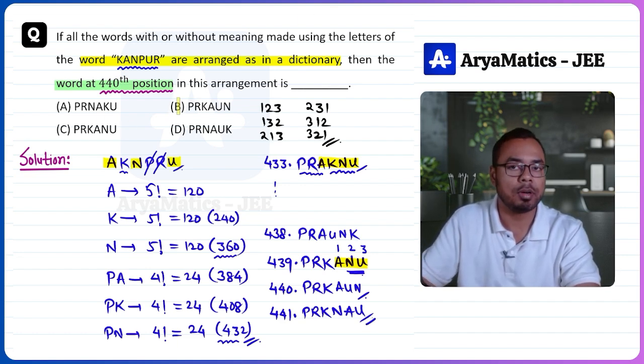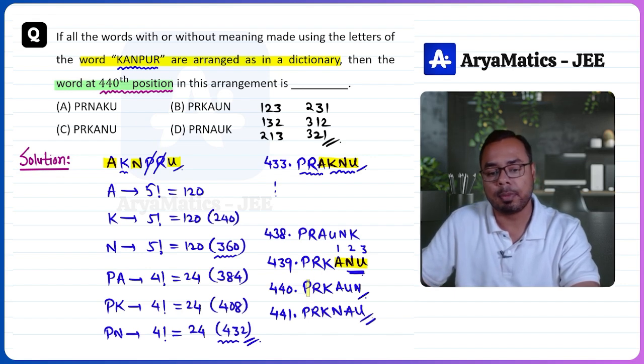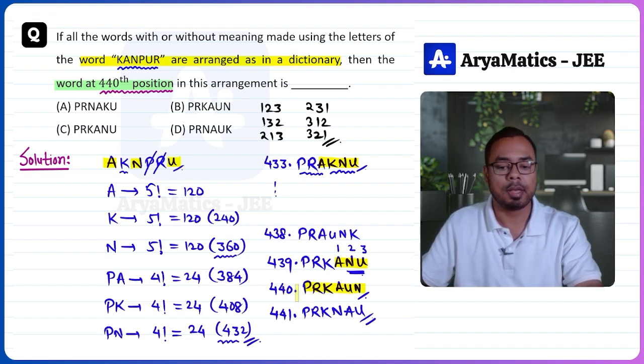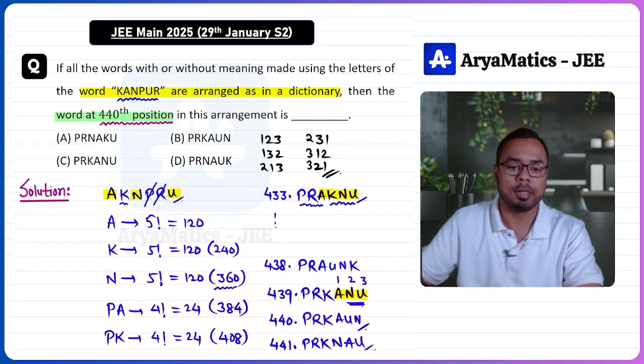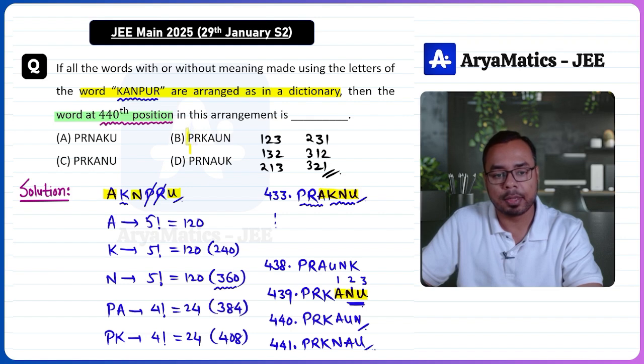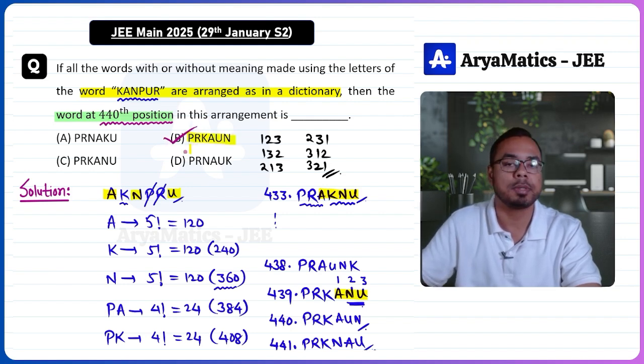Here we are interested in the word on 440th place. So that will be PR, and then you have KAUN. So therefore, here the correct answer will be PRKAUN. So this is the second option.